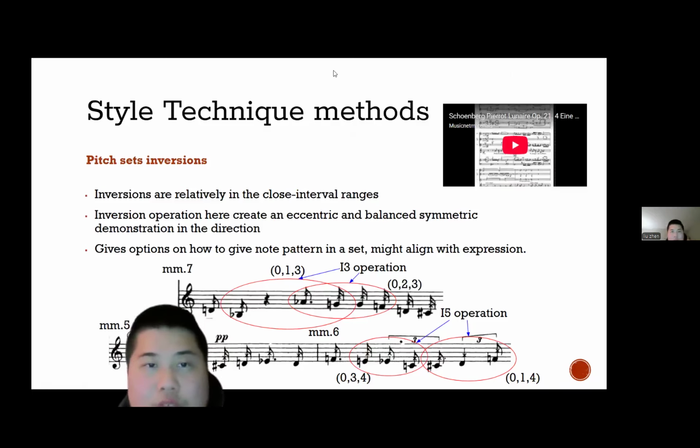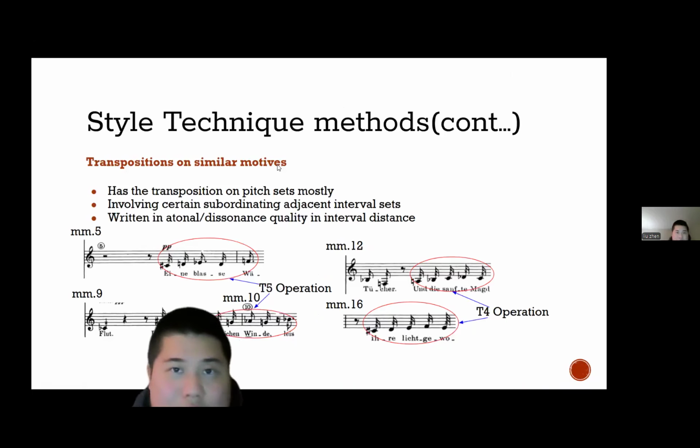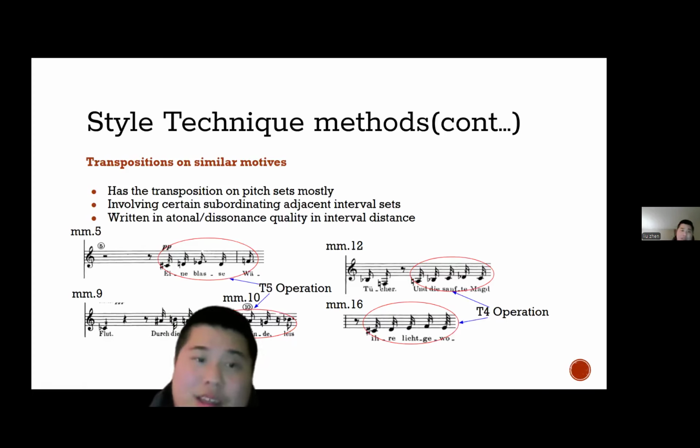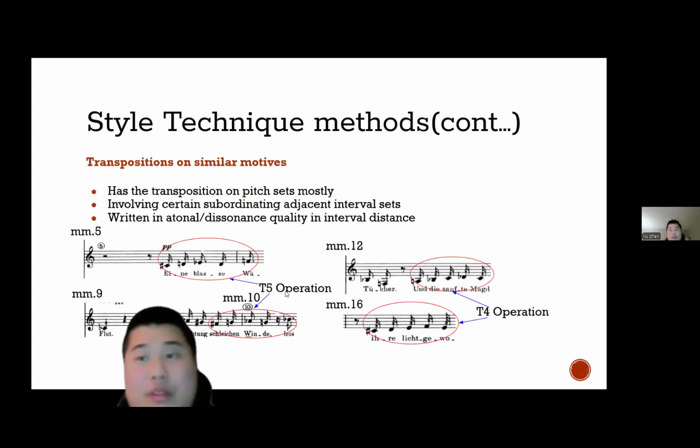So moving on, the second very distinctive technique that is used is the transposition of the same motif. What that basically means is that if we see measure 5 and measure 9 here, it is the T5 operation, because the first note of measure 5 is C sharp, and the first note of measure 9 is F sharp. So F sharp is 5 semitones above C sharp.